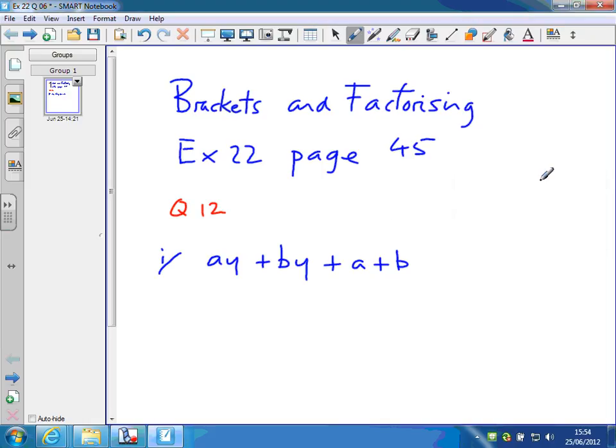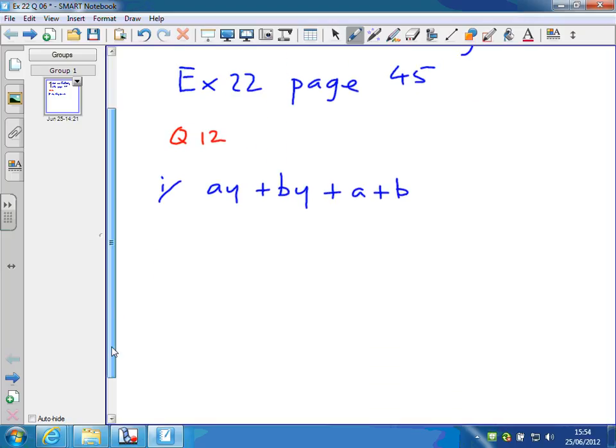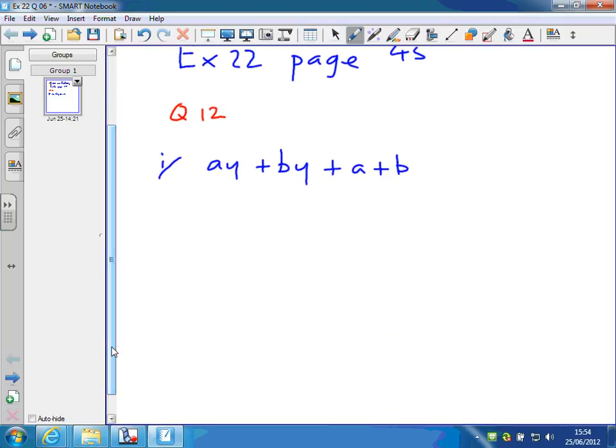Facts and factorizing. Last question in exercise 22, question 12. I'll start you off on this just by giving you some ideas about how to go about it, and then you can have a go at the rest of the questions yourself. I won't spoil the fun of trying to work it out for yourself.